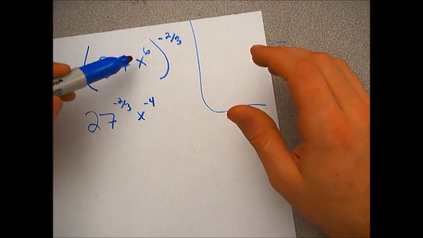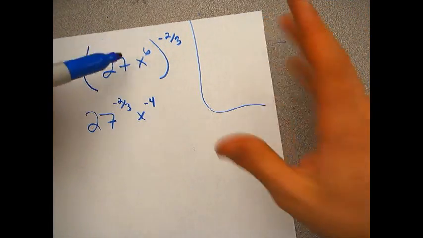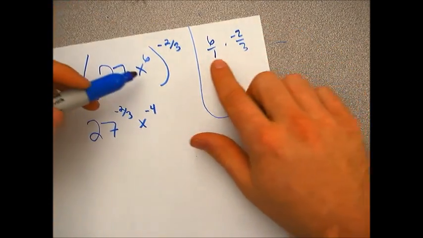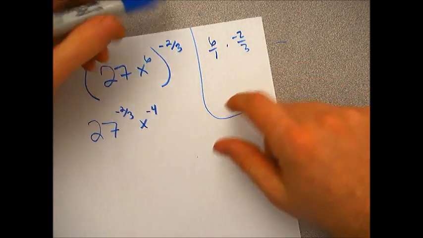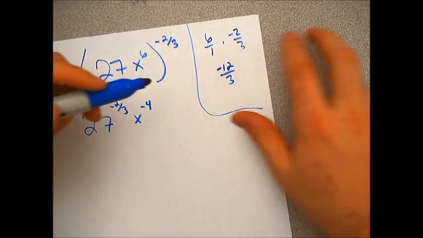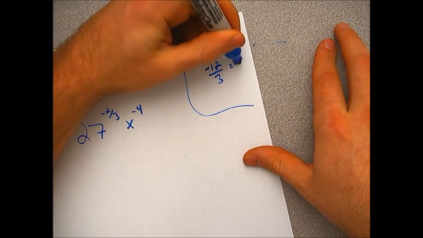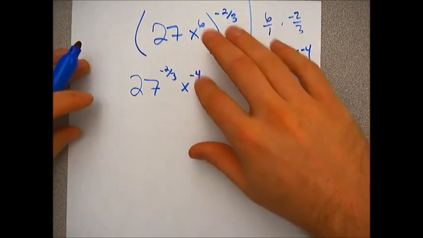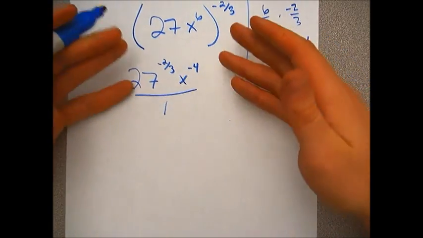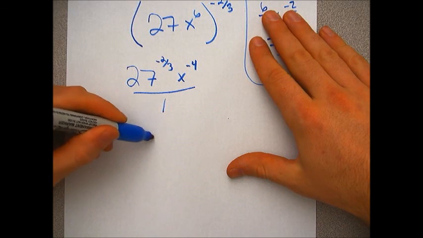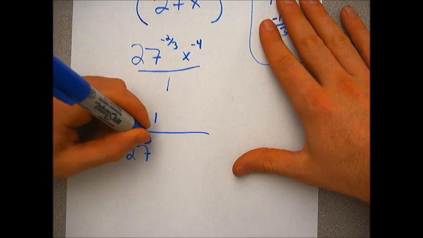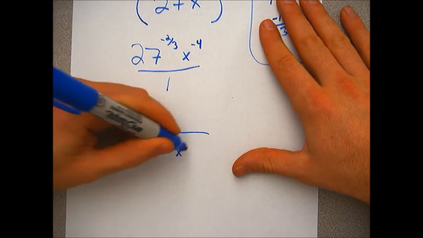Well, what is 2/3 of 6? Hopefully we say 4. If we don't, 6 over 1 times 2 over 3. Remember that's negative. Multiply fractions, tops and bottoms. 6 times negative 2 is negative 12. And negative 12 over 3 gives us what? A negative 4. So back to the problem. Put this over 1 to create that fraction effect. So the negatives tell me to flip them. This becomes 1 over 27 to the 2/3, x to the 4th.